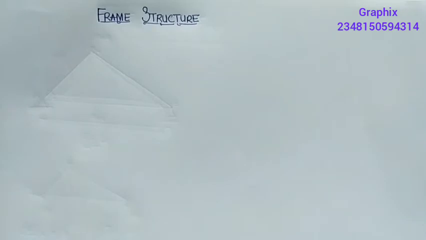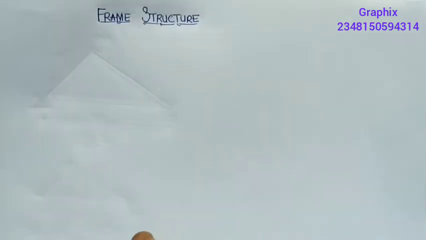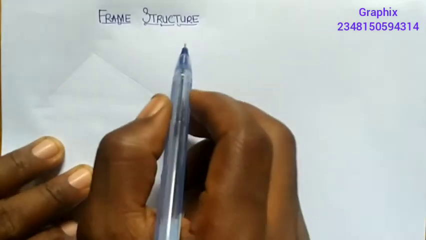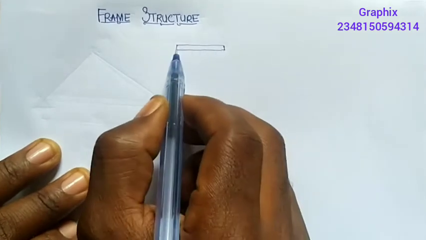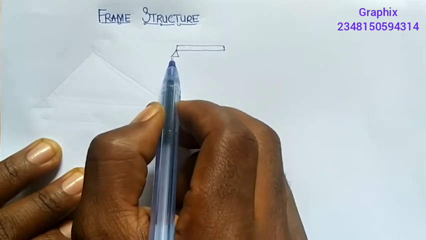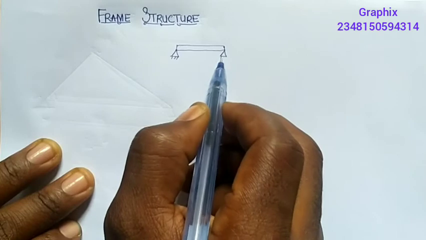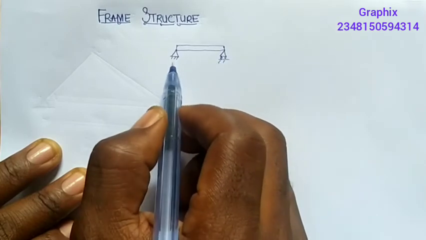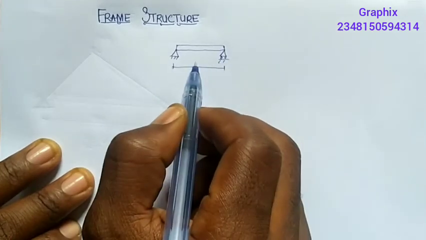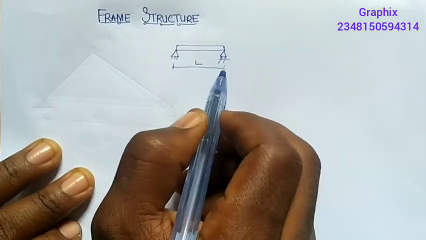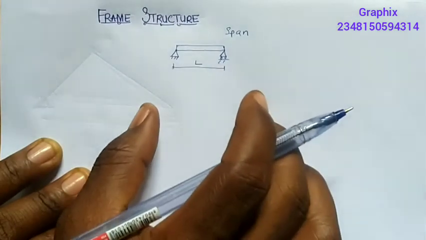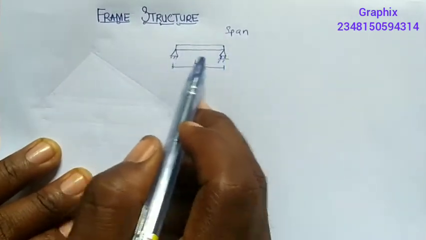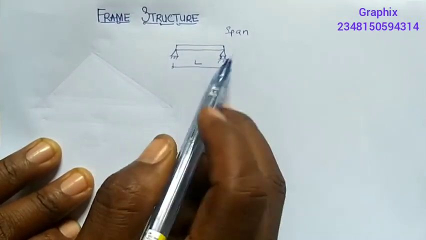What does span mean? It means the distance between two supports, right? For instance, if I have a beam this way and I have a support here like this, the distance from here to here is called what? A span. So we use a truss when the distance between the supports is very large.